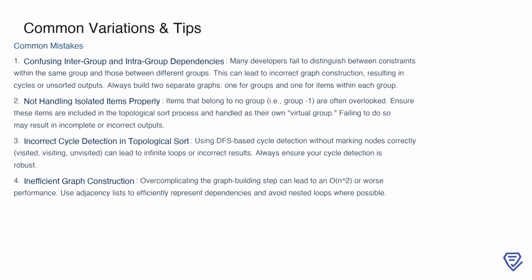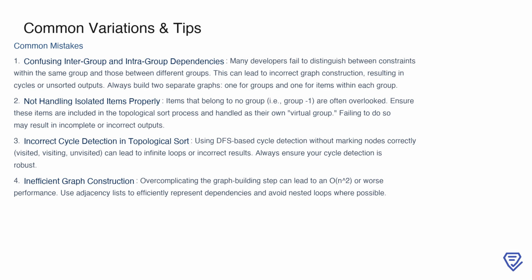Another issue arises with isolated items, those that do not belong to any group, typically denoted by group -1. These items are often overlooked, but they must be treated as part of their own virtual group and included in the topological sort process to ensure your solution is complete.